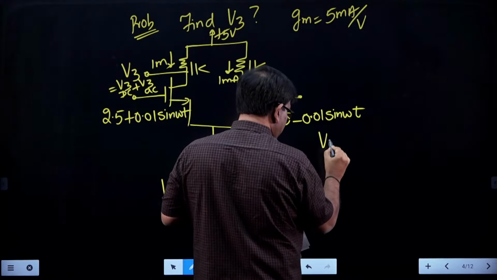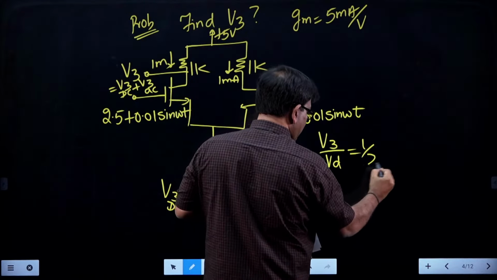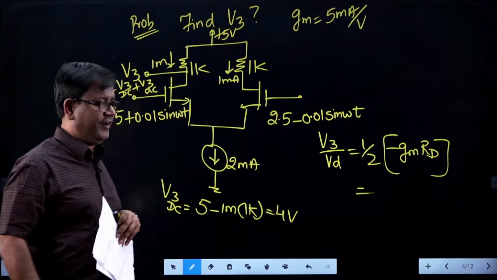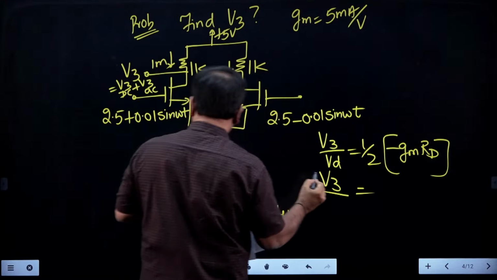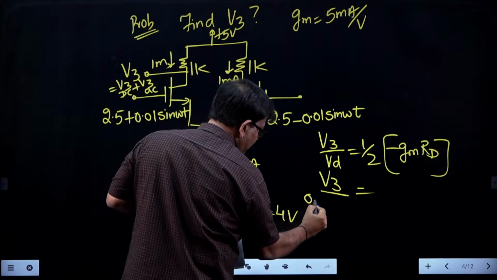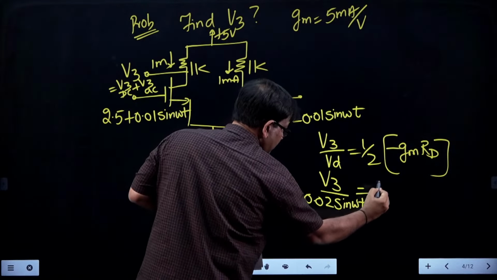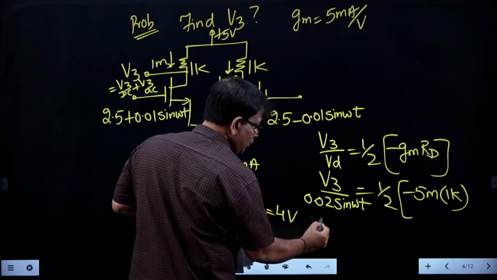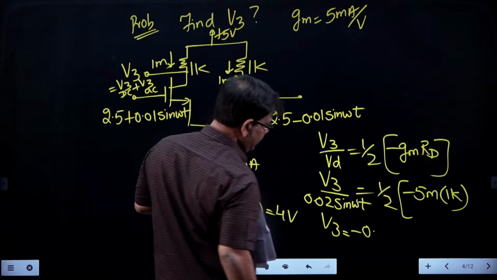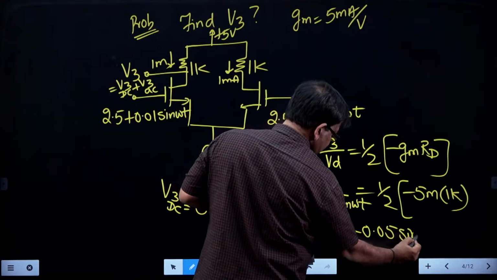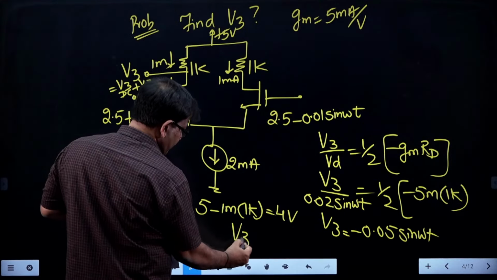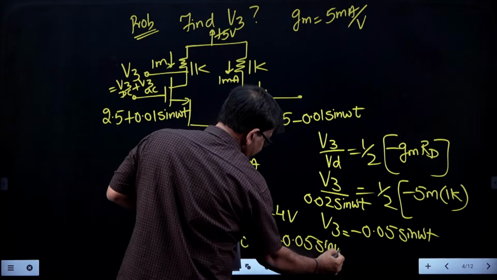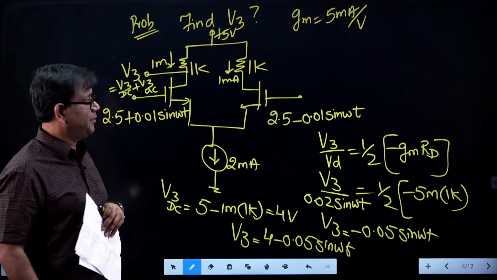So, now what is V3? V3 by VD is half of minus GM RD. This is a standard formula for a differential amplifier. So, V3 by, what is the difference? 0.01 minus of minus 0.01, 0.02 sin omega t, is 1 by 2 times GM, RD is also given. So, now your V3 AC is going to be minus 0.05 sin omega t. So, what is the total V3? The solution is V3 is V3 DC plus V3 AC, 4 minus 0.05 sin omega t. So, this is the solution.